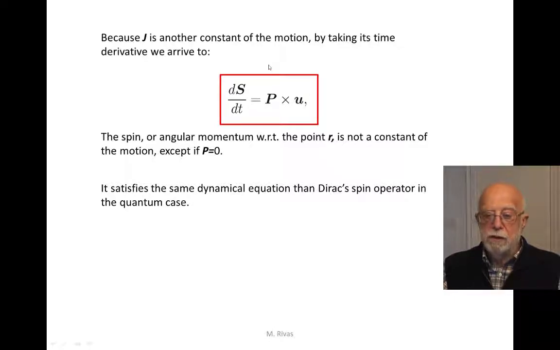Well, what we can see when quantizing the system is that this dynamical equation is the same dynamical equation satisfied by Dirac's spin operator when written in terms of sigma Pauli matrices, and therefore the angular momentum with respect to the point R, with respect to what is going to be the center of charge, is the classical equivalent of Dirac's spin operator.